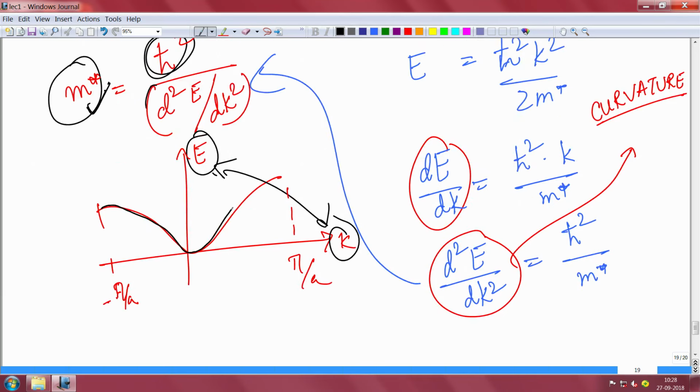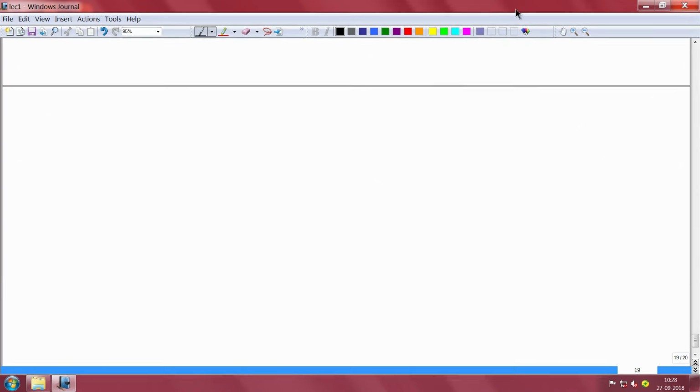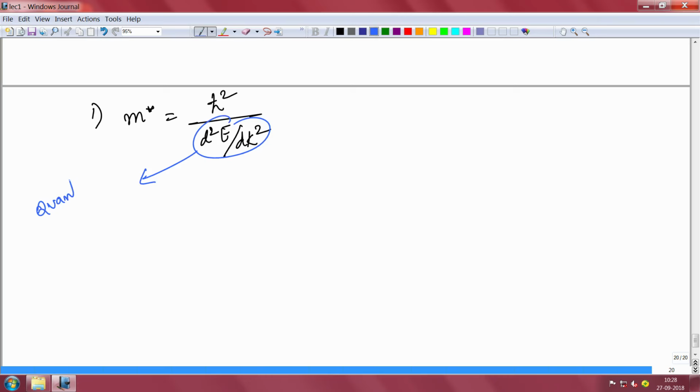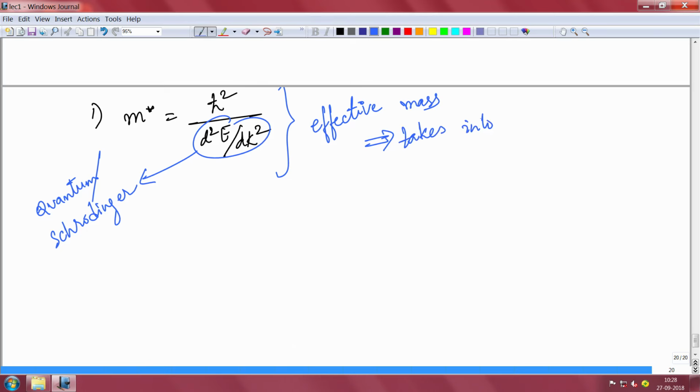One thing is that this Ek diagram comes from a quantum mechanical solution. I told you Schrodinger's equation has to be solved to get this exact thing. So, because you define the effective mass as h square by d square E by dk square, and this Ek diagram comes from proper quantum mechanics, the Schrodinger solution, when you define effective mass like that, this effective mass concept takes into account the band structure information of the particular material you are talking about.